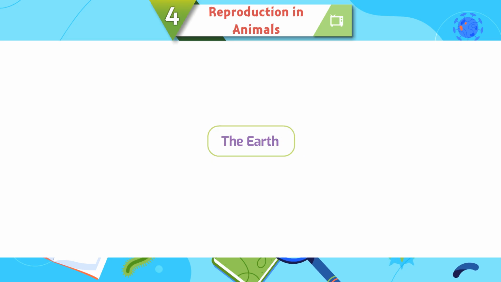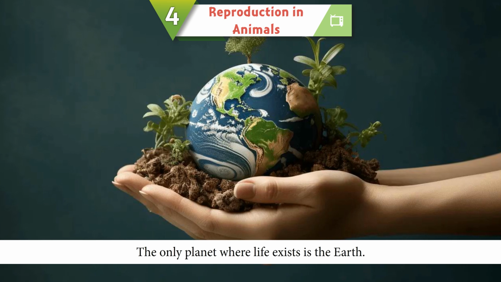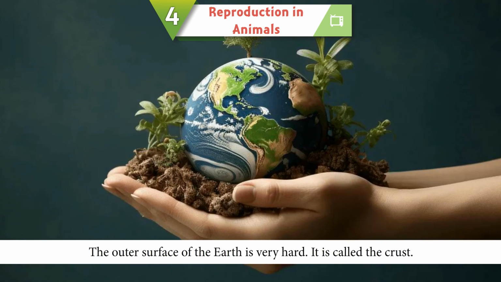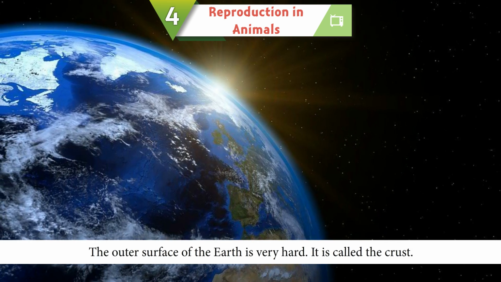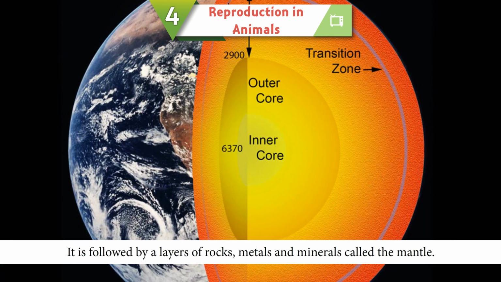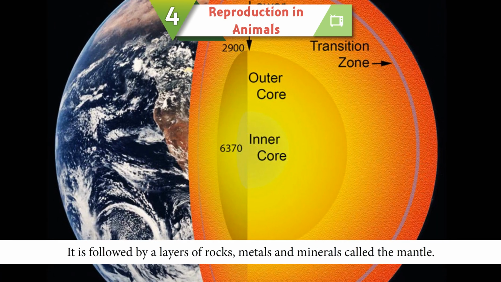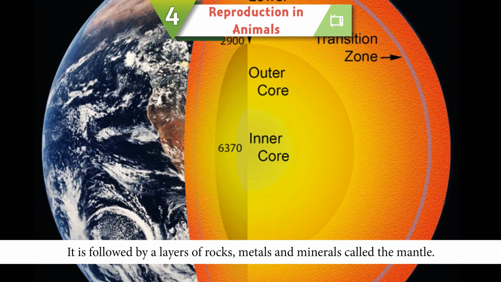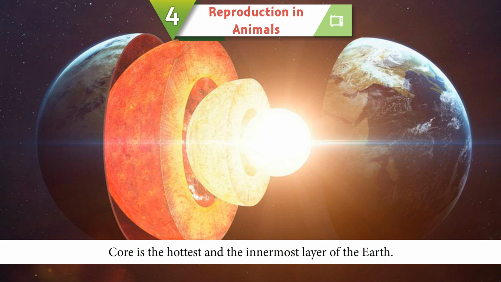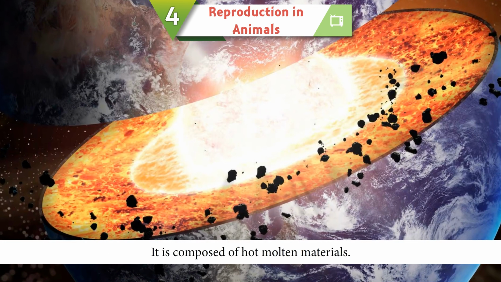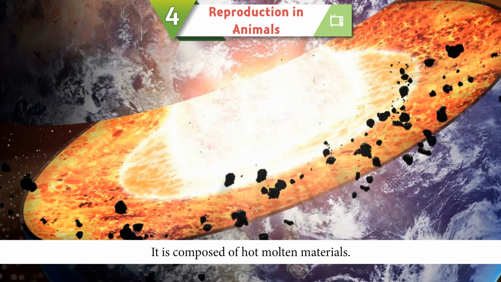The Earth. The only planet where life exists is the Earth. The outer surface of the Earth is very hard. It is called the crust. It is followed by layers of rocks, metals, and minerals called the mantle. Core is the hottest and the innermost layer of the Earth. It is composed of hot molten materials.